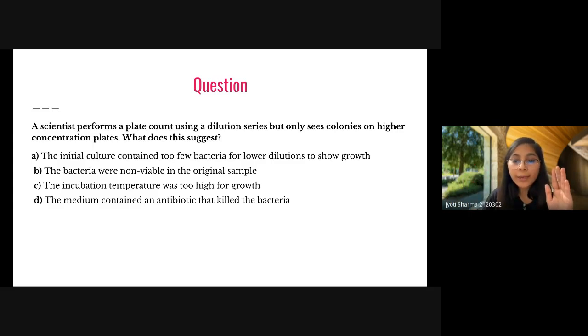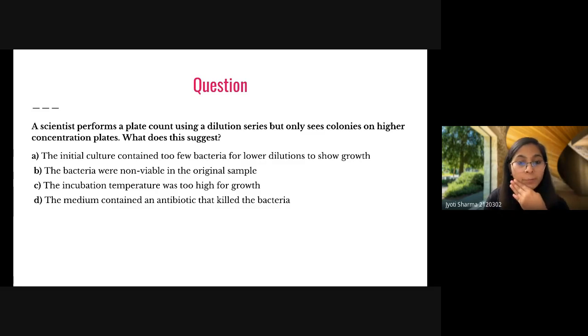So if you are not able to see a higher number of colonies in the coming dilution series, what does it suggest? My options are: the initial culture contained too few bacteria for lower dilution to show growth. The bacteria were not viable in the original sample. The incubation temperature was too high for growth, and the bacteria contained an antibiotic that killed the bacteria.